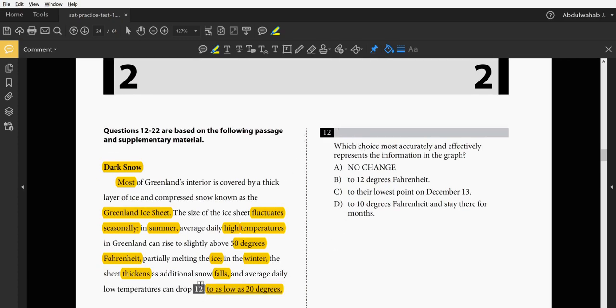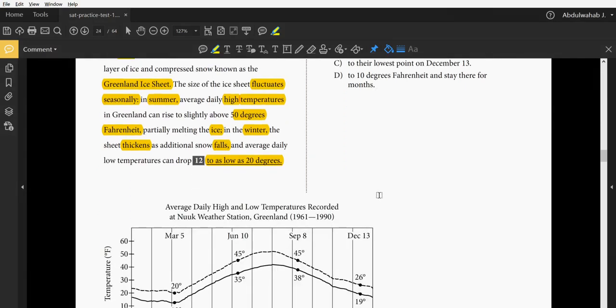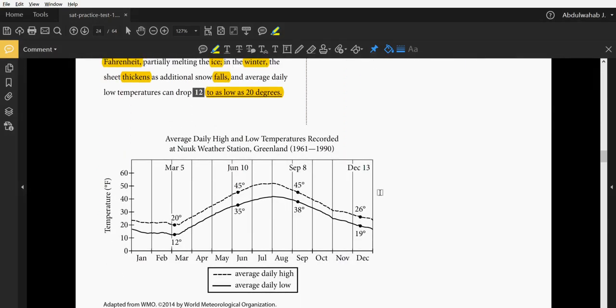Now, again, in this part of the exam, you need to take a look at the parts which are underlined and which have a number that corresponds to the question on the right. So, which choice most accurately and effectively represents the information in the graph? If you go down below, we've got a graph right here. We need to make sure that the information represented in the passage accurately restates what's mentioned in this graph. They're asking to which temperature the temperature drops during the winter. So, to as low as 20 degrees.